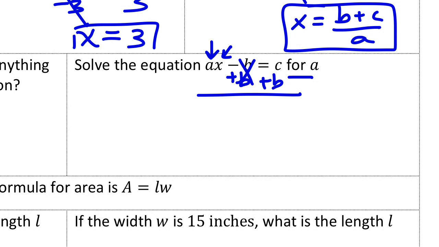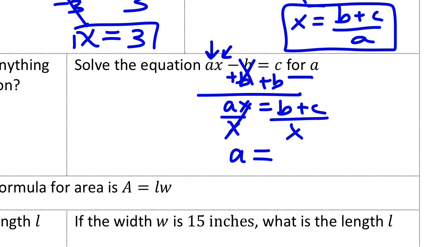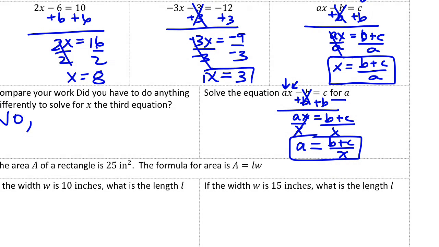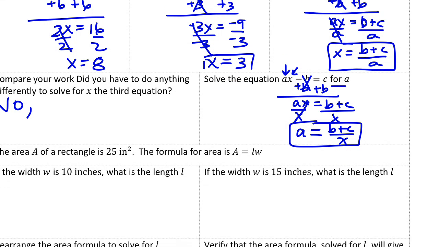Again, I don't know what b plus c equals, but I can write b plus c, and that's just as good. Okay, now I have a times x equals b plus c, and I just want to know what a is. So I need to get rid of the x, which means I need to divide both sides by x. So this gives me a equals b plus c, all divided by x. Okay, and so that's what a would equal.